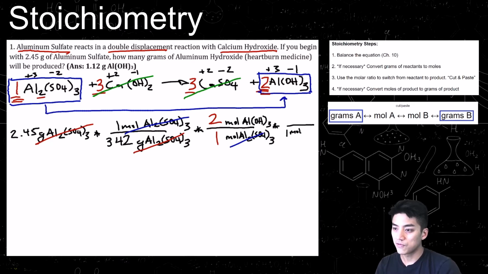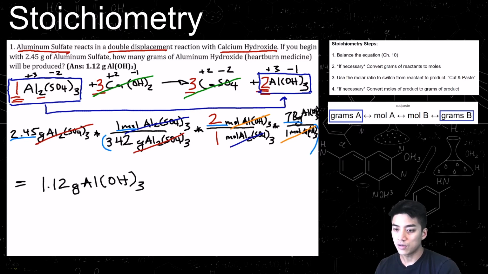Step 4 is convert moles of products to grams of products. So I'm just going to change moles of aluminum hydroxide to grams of aluminum hydroxide. So the molar mass of Al(OH)3 is 78. Okay, and then in orange you can see how the moles of aluminum hydroxide will cancel out. To get your answer, multiply everything across on the top, 2.45 times 2 times 78, and then divide by the product of all the numbers on the bottom. Divide by 342. Okay, and if you're doing it correctly, you should get 1.12 grams of aluminum hydroxide.